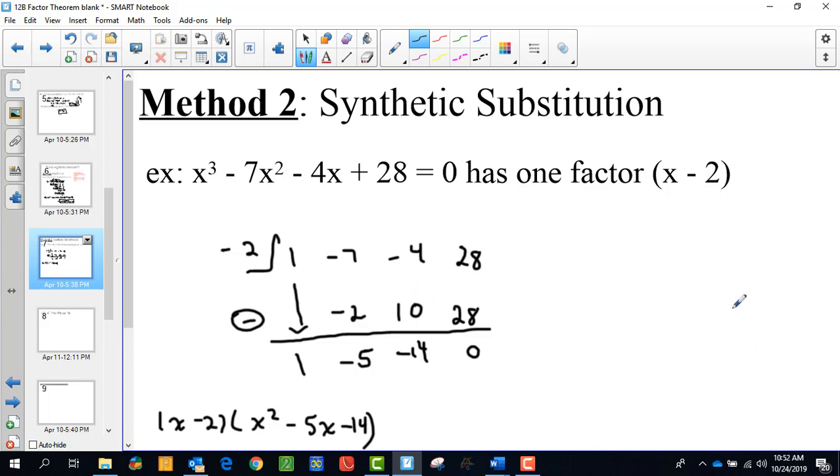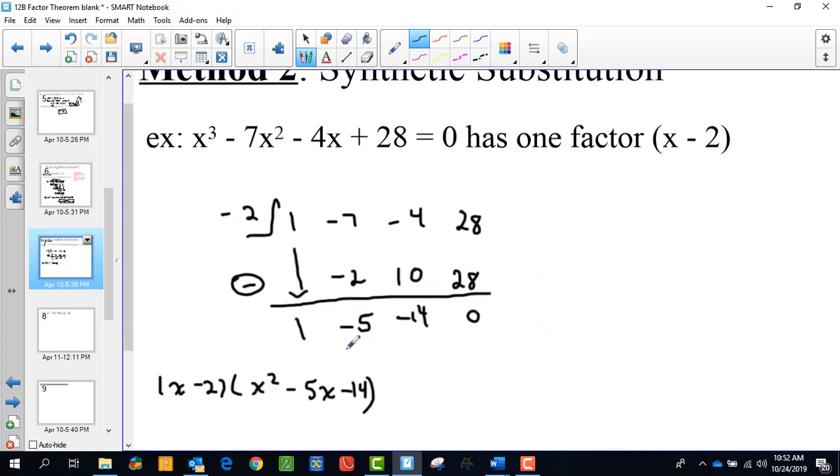So this synthetic substitution is a little quicker. It's just a little bit easier to do. But we're doing the exact same math, and that's why it works, because we're doing the exact same thing. And then when we get to here again, you would factor the remaining quadratic, and you'd say that's x minus 7 and x plus 2.